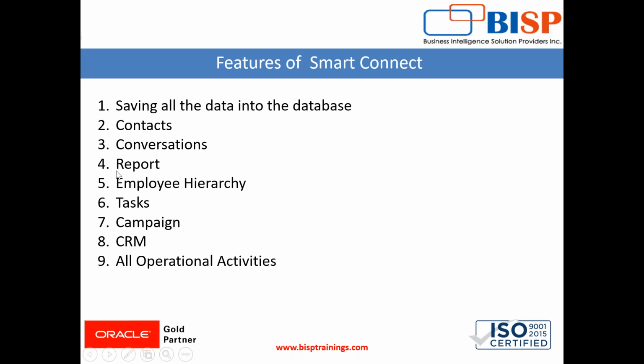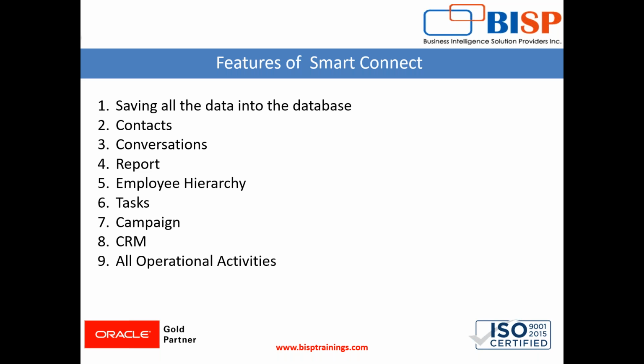Then the reports. Reports is the most important. There are two things: first is reporting and the second is dashboarding. Reporting means just showing the data in tabular format, and dashboarding means we show the data in dashboard format in the form of charts. We have given both facilities here, reports also and dashboard also. Employee hierarchy. Task means every employee should be able to write down his upcoming tasks, so that the next day, whenever he logs in, all the tasks are displayed in front of him on his home page.